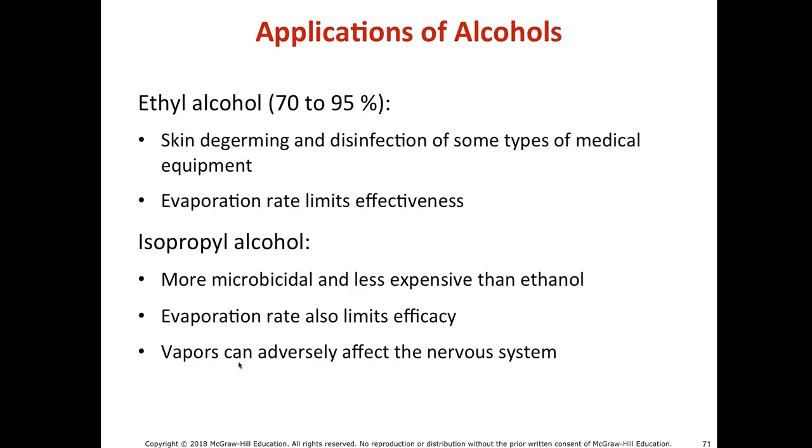Our ethyl alcohol is most effective at 70%, but we can go up to 75% to make it more effective. We use it for skin degerming and disinfection of some types of medical equipment. And like we said, evaporation is going to limit the effectiveness of this. With our isopropyl alcohol, same comments here that we've already said. The only thing we need to mention is that the vapors can affect the nervous system.